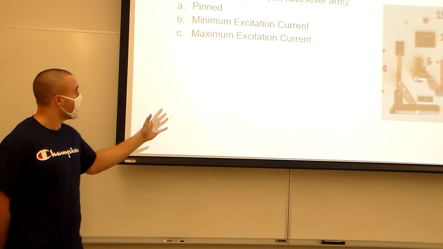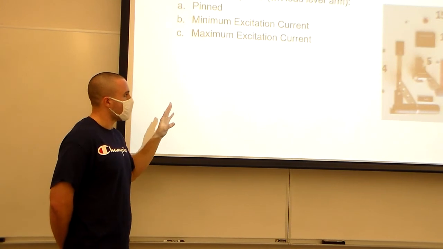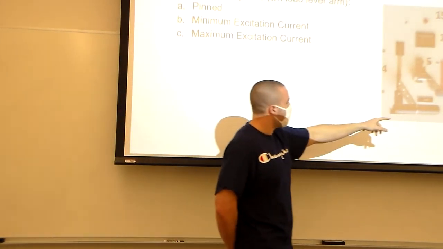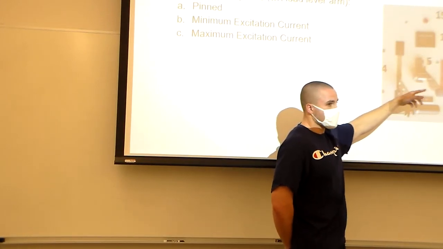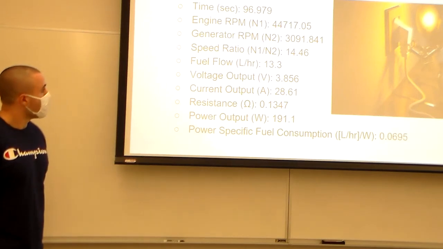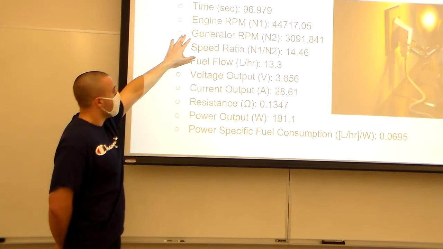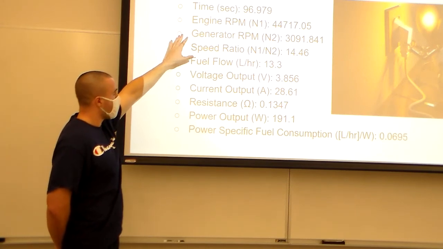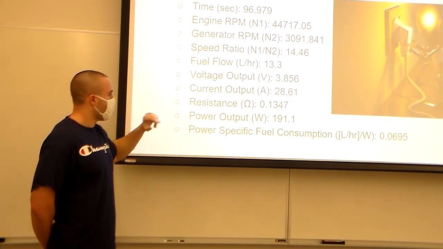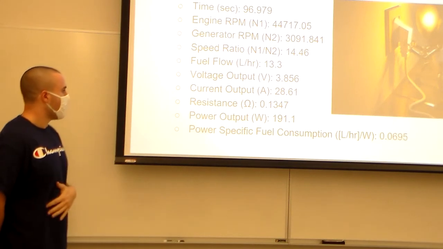So we also wanted to determine how well it performed electrically. We wanted to pick 3 analysis points to determine the electric performance of the entire system. One is where the lever arm was pinned, then at maximum excitation and at minimum excitation. When it was pinned, our engine RPM was approaching the maximum, once again about 45,000 RPM, and we had a power output of 191 watts, a voltage output of about 4 volts, and a current output of about 29 amps.